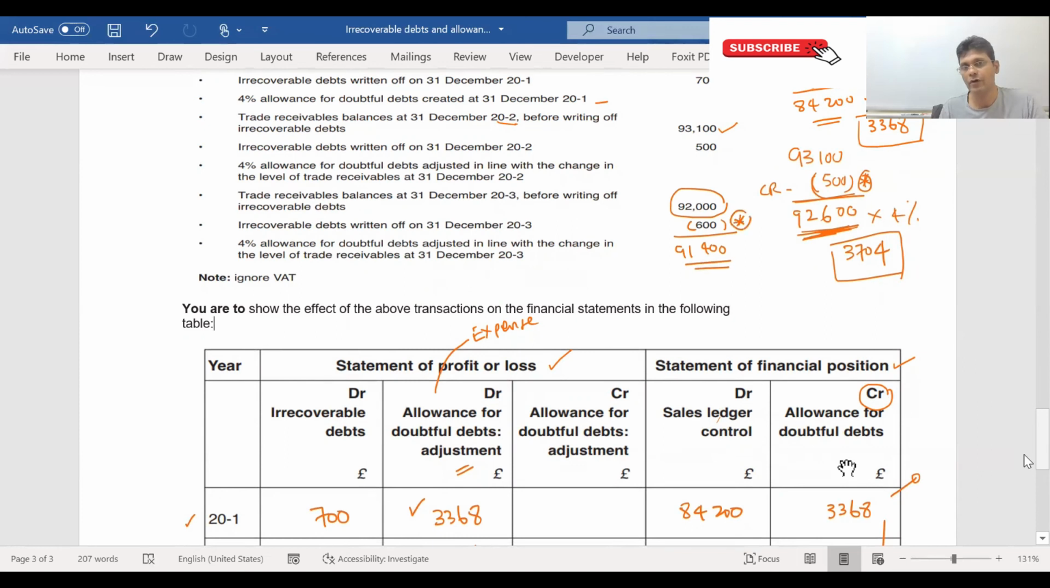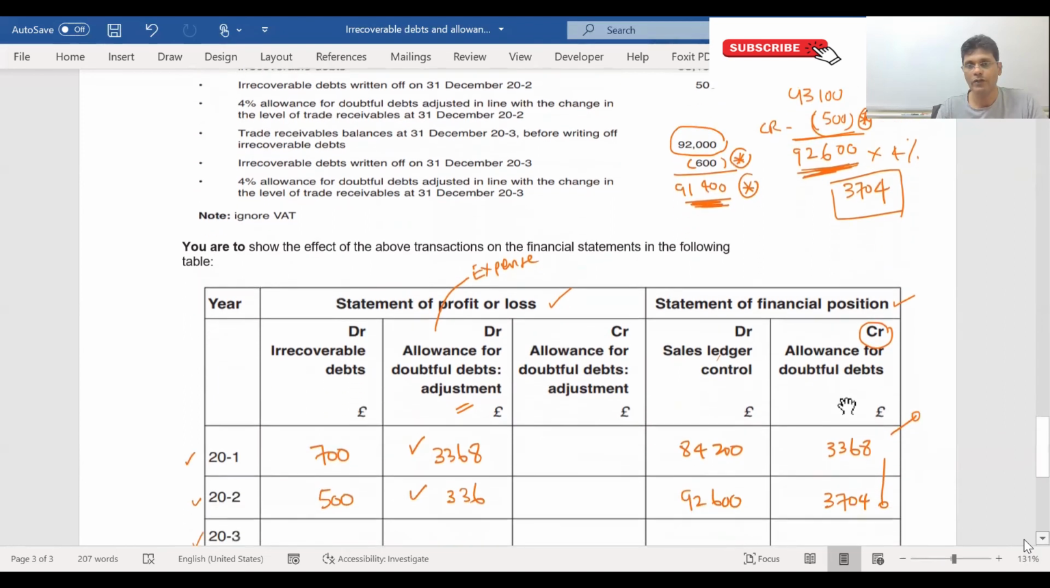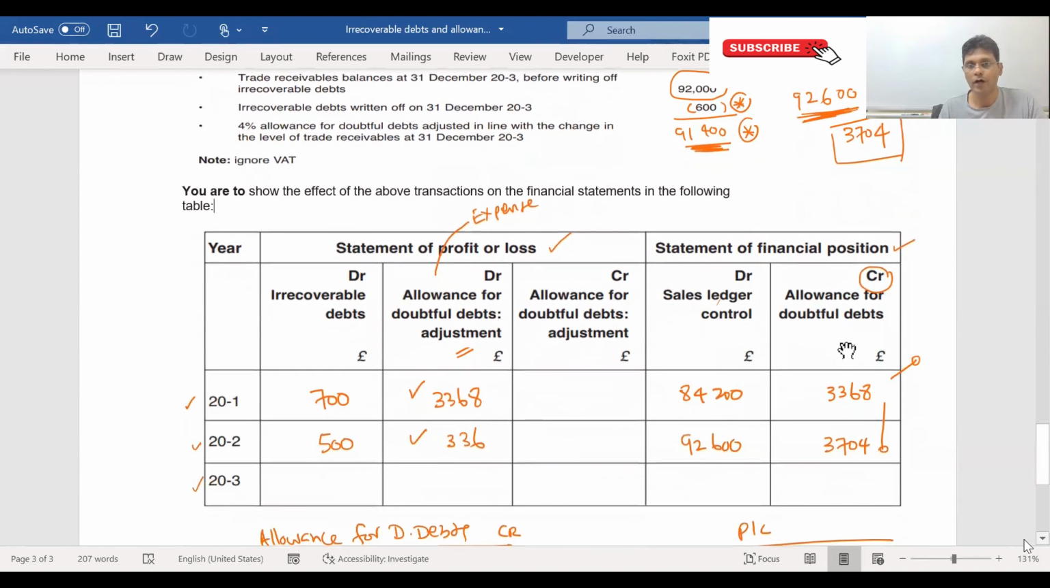Okay, so irrecoverable means we will not be able to collect the money. Therefore, we need to subtract this amount from the receivable. This will be the amount actually receivable from the customers, 91,400. So in your statement of financial position, you have to show your receivable as 91,400. Then there again, 4% allowance for doubtful debts adjusted in line with the changes in the level of trade receivables. So on this 91,400, you need to provide 4% allowance.